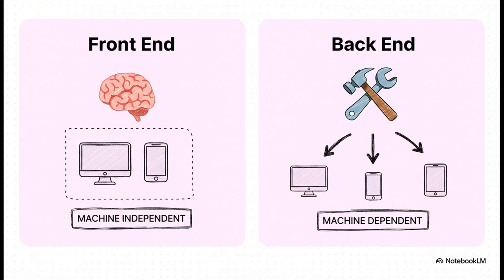And here's where it gets really clever. The whole process is split into a front end and a back end. The front end handles the analysis part. It just focuses on understanding your code, and this is key: it doesn't care what kind of computer it's on. It's machine independent. Then the back end takes over for the synthesis part. It takes that understanding and builds the final program. And this part is totally dependent on the target machine.